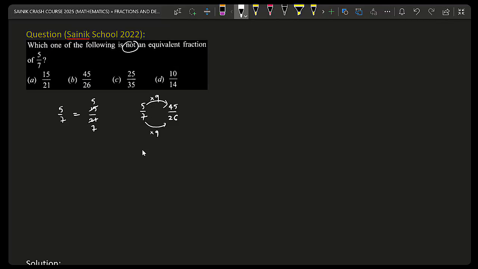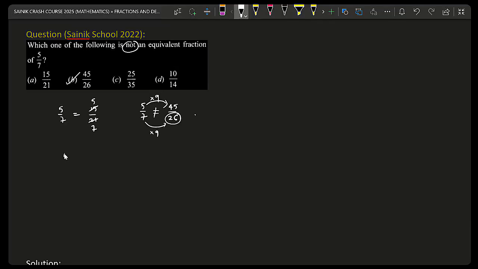That means it is going to be an equivalent fraction or not an equivalent fraction? Not an equivalent fraction. So this is wrong. That means they are not equivalent fractions. So option B, we got the answer, but I want you to check C and D also.